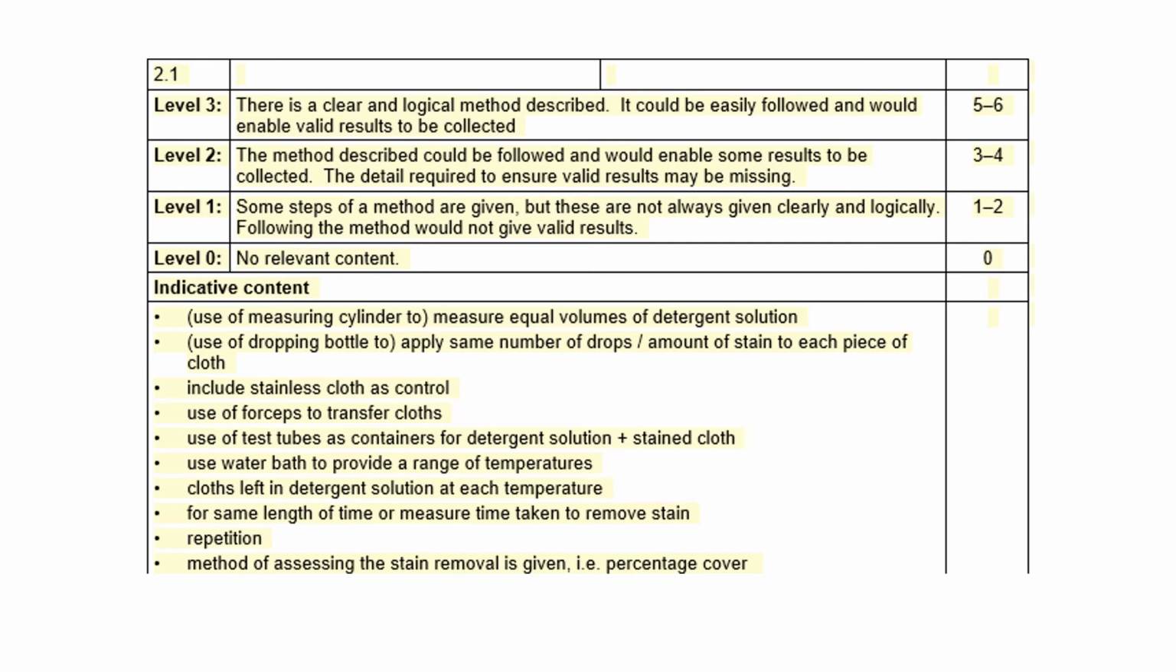So if you have lots of ticks in your indicative content and it is logically ordered, so it's one after the other, then that would be in the top level. If you've got all of that, that'd be 6. If you've got most of that, then that would be 5. If, however, you don't think that it is part of that level, then we move to level 2. The method described could be followed and would enable some results to be collected.